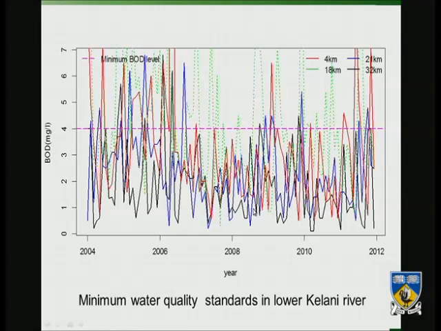So it is very messy, but just look at it from this angle. This one is the lowest water quality that the river can have in terms of ecosystem and so on. We are exceeding the lowest water quality at many points, in most of the points, at some time of the year. So this is the lower Kelani River. It is a serious threat to the river if we go on continuing like this.